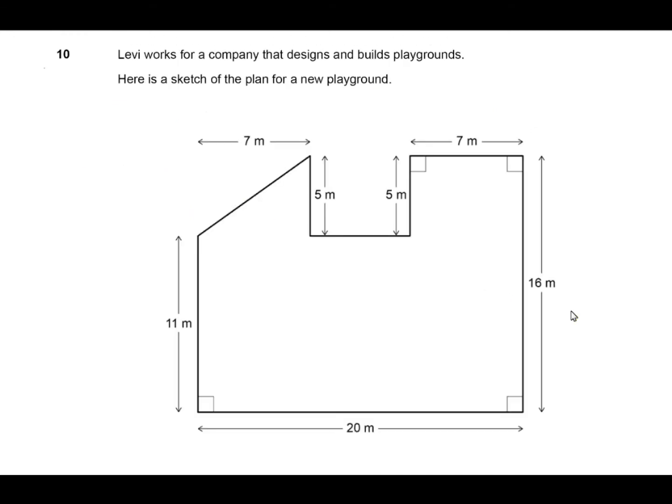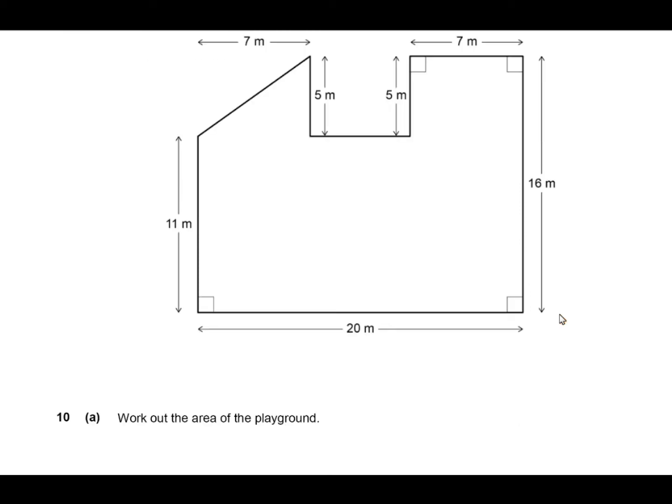Levi works for a company that designs and builds playgrounds. Here is a sketch of the plan of the new playground. What they want us to do first is work out the area of the playground. So we can do this in a number of ways. We can work out individual sections, or we can work out the whole section and then take away the little sections that are cut out. Whichever way you do it, as long as you get the correct answer, it's fine.